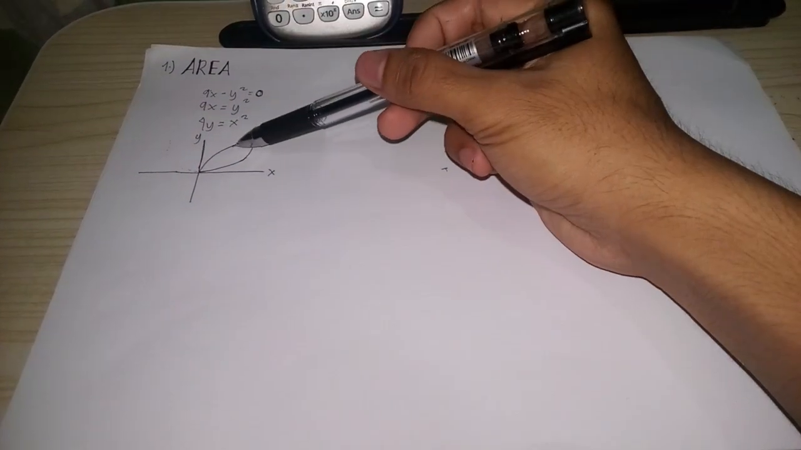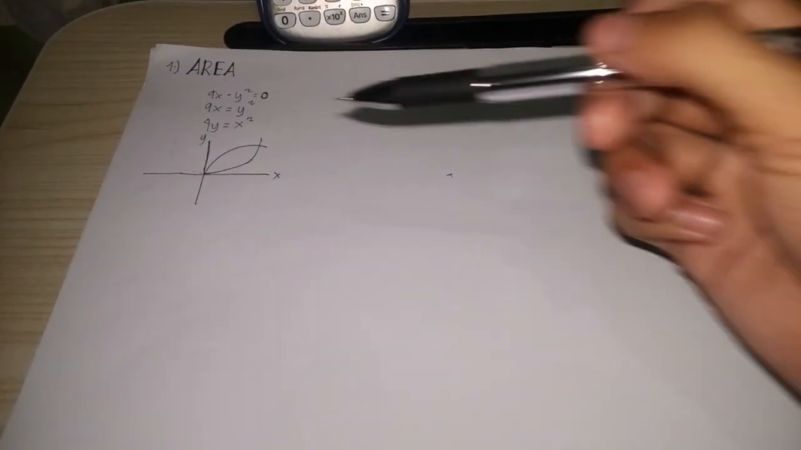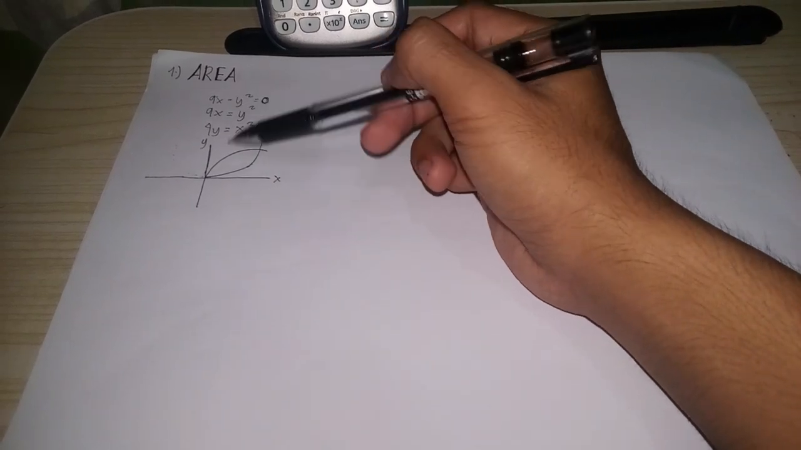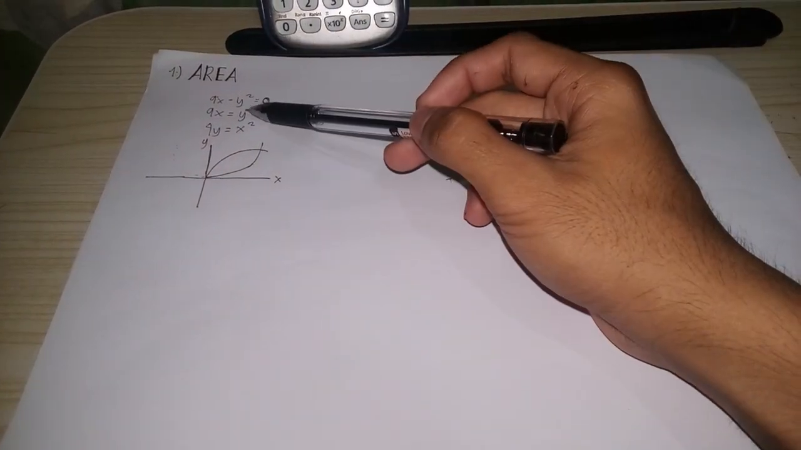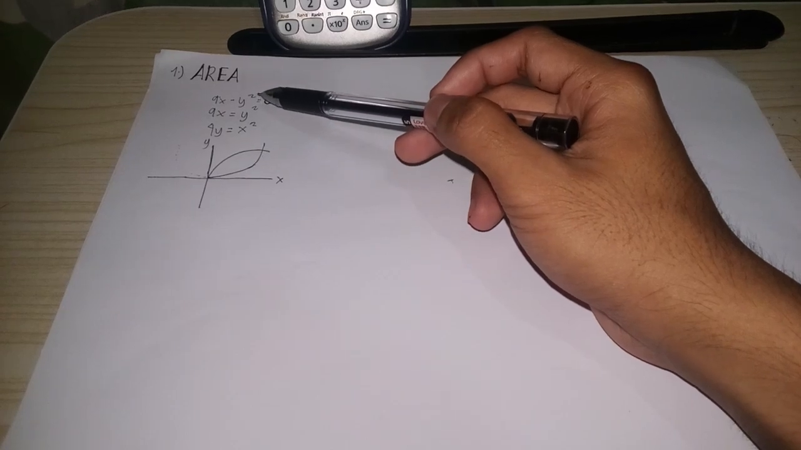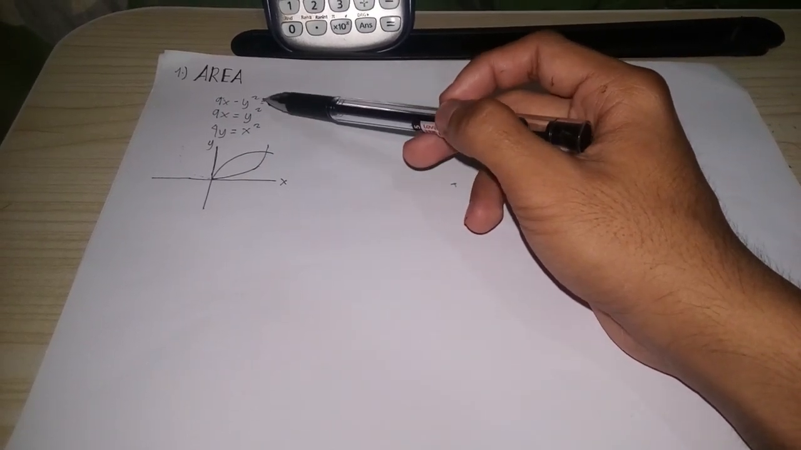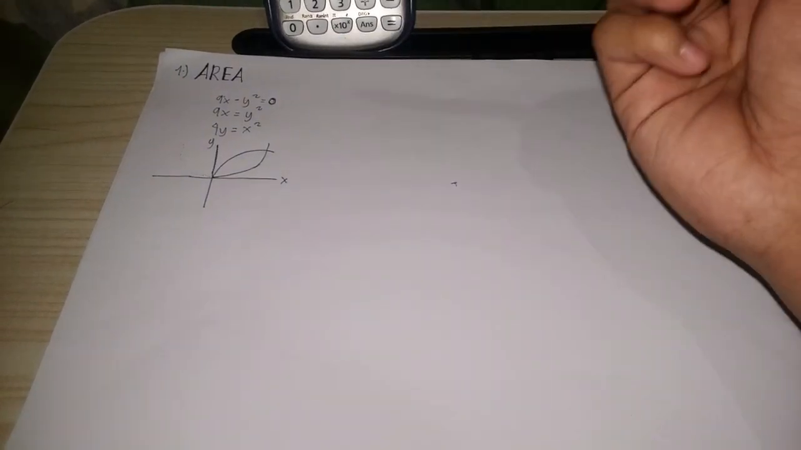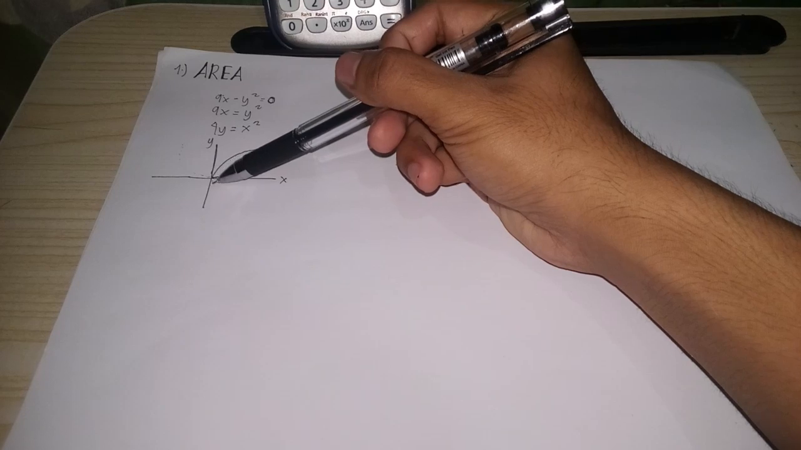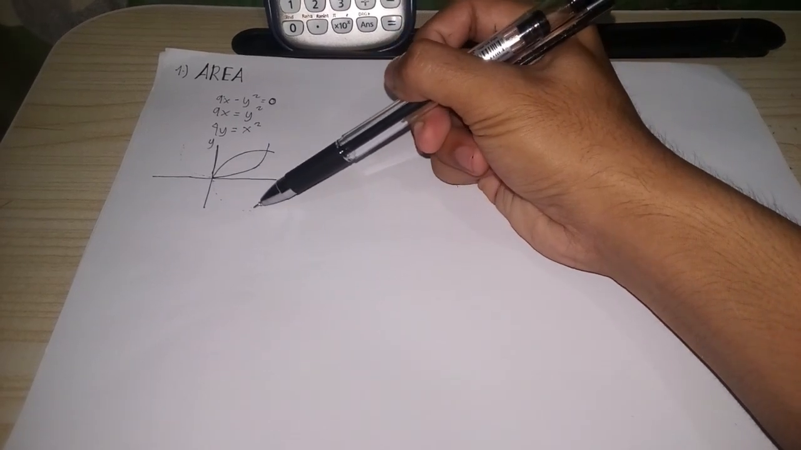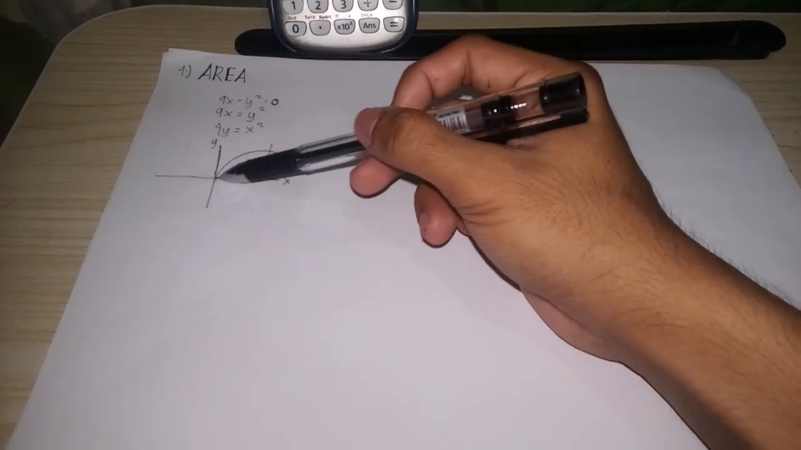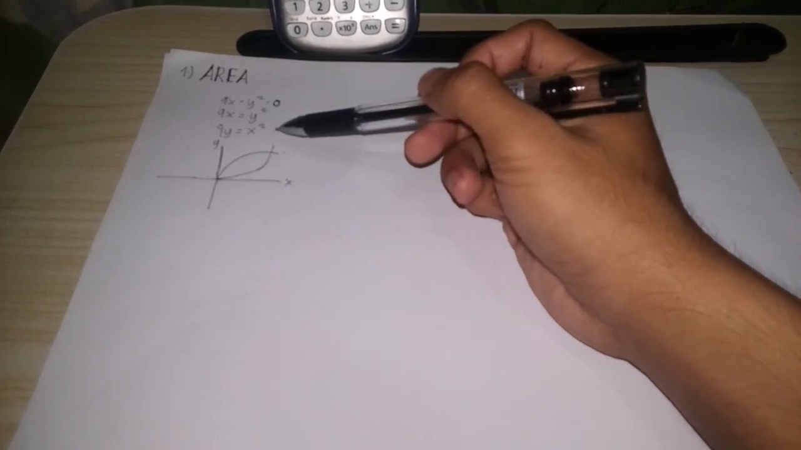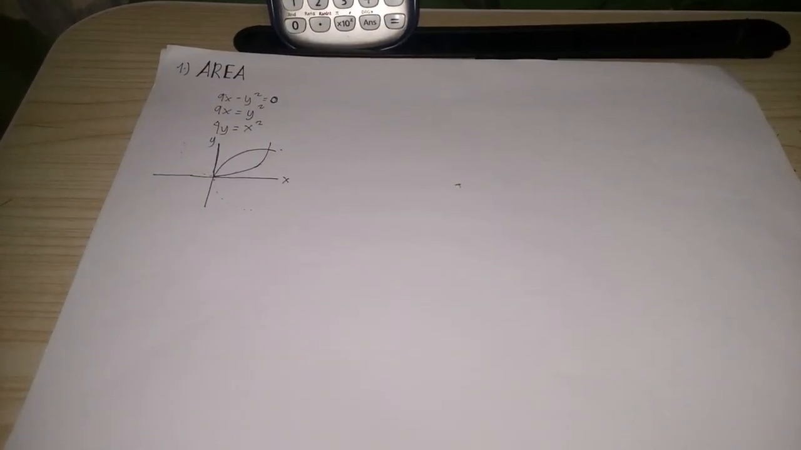We will focus only on this first quadrant, since we will only solve the area bounded by the curve. Also, the parabola opens to the right if the equation has a y raised to the power of 2 and its coefficient is also positive. So this is our 9x equals y squared, and this is 4y equals x squared.